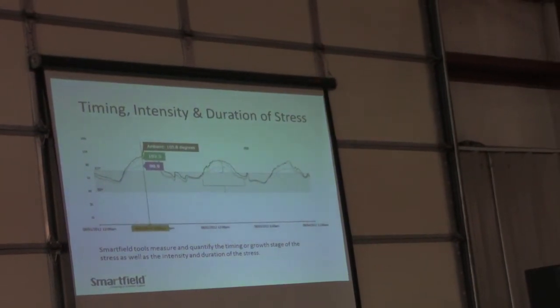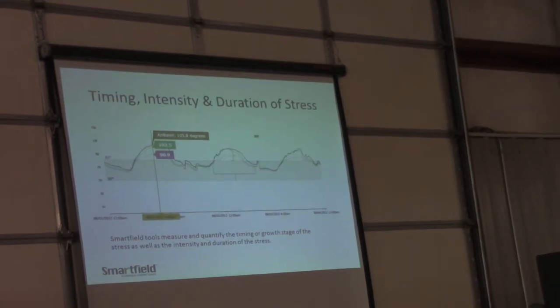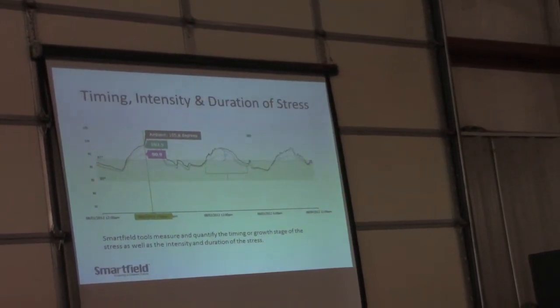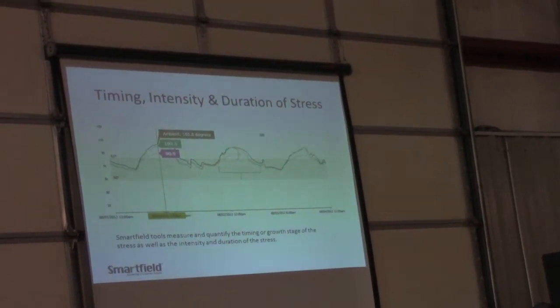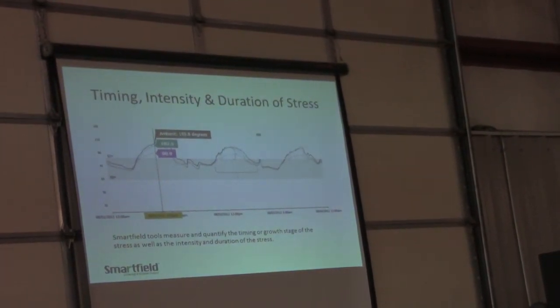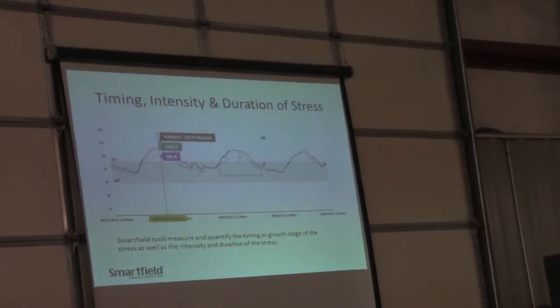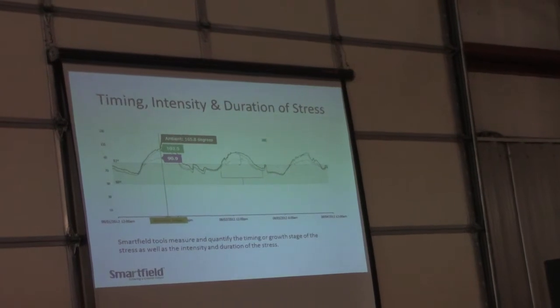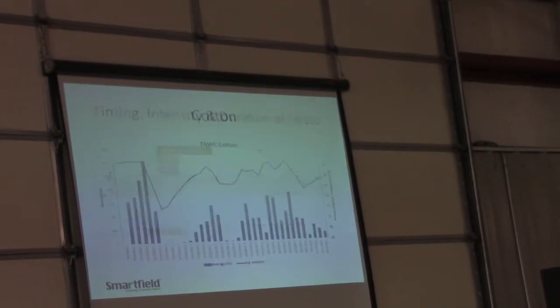So with the crop canopy temperatures and measuring this on a continual basis, we can measure the timing, the intensity, and the duration of the stress, and accumulate that over the season, because your final yield is just an accumulation of what happens every day all season long, and we can accumulate that stress and have a pretty good idea of what your final yield could be at the end of the season.